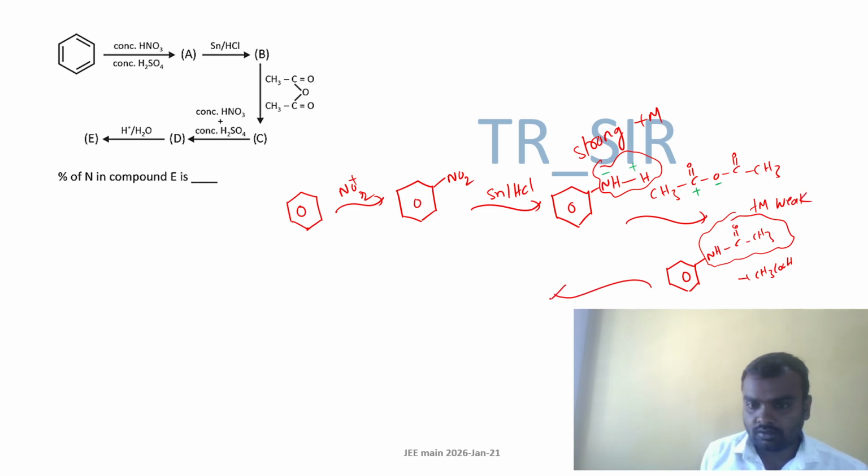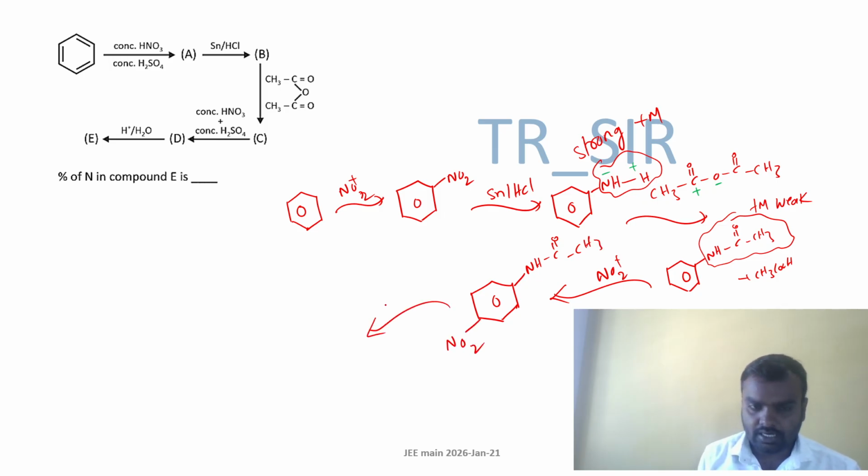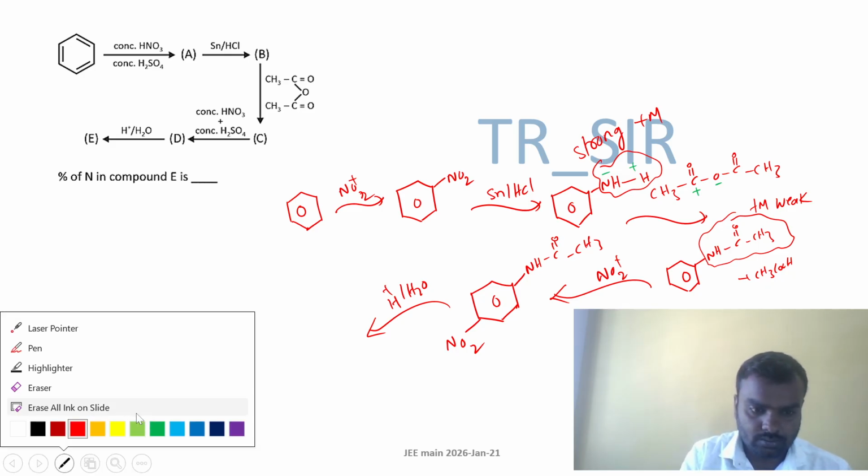Now if you do nitration again, what happens now? Ortho and para both will come, so mostly the para substituted product will come. If I keep NHC double bond O CH3 here, then at the para position NO2 will come. Next, if you do the hydrolysis, what happens now? This will break, so the acid will go separate.